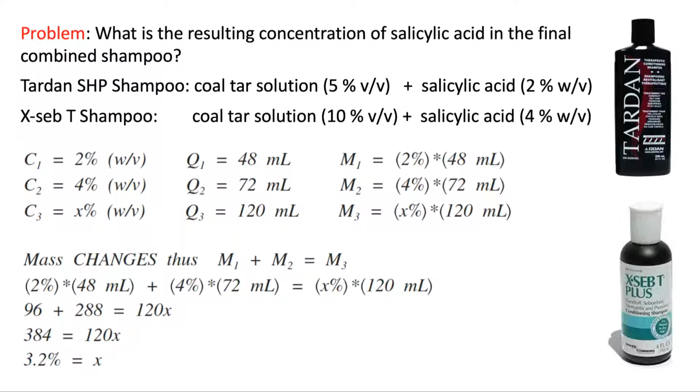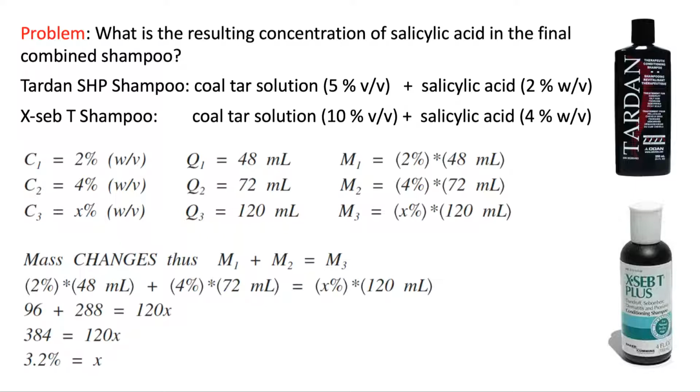So let's set up the first concentration equal to our concentration of our Tardan shampoo. Let's focus on the concentrations. In this calculation, we're calculating for salicylic acid. So the concentration of salicylic acid in the Tardan shampoo was 2%, and it was a weight per volume. What quantity of that shampoo are we going to use? We know that now since we have to use a certain volume to get our coal tar concentration. We just calculated that the volume we would use would be 48 milliliters. So the mass of the salicylic acid from the Tardan shampoo would be its 2% times its 48 milliliters.